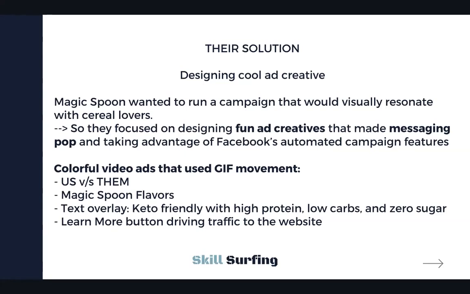They also focused on making the messaging of the ad really pop, and used, of course, Facebook automated campaign features to get all of this done automatically, without having to waste a lot of time on setup. What they did is they used video ads with GIF movements. They will not show in the slides, but you can imagine how they look. They focused on comparing the Magic Spoon product versus everyone else.